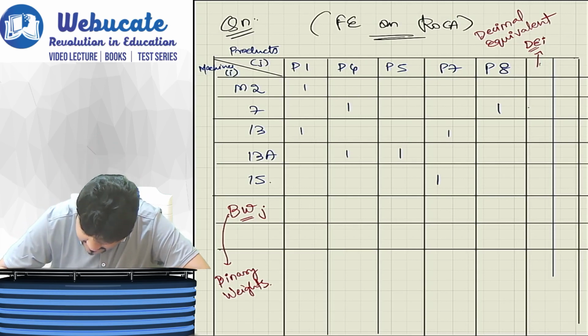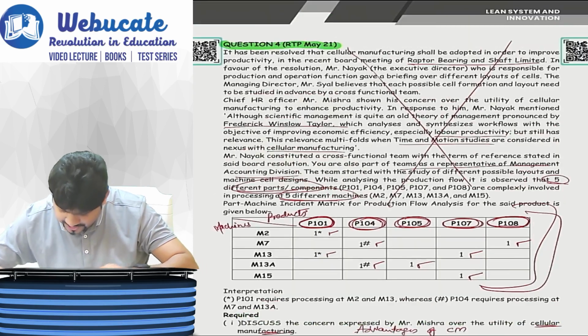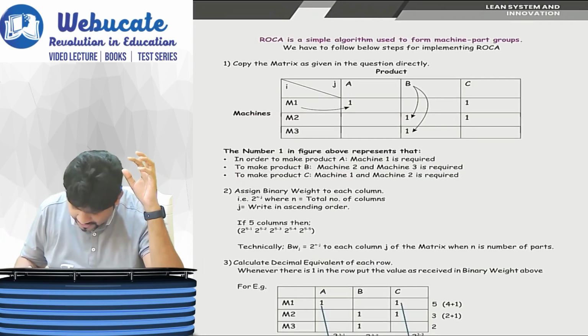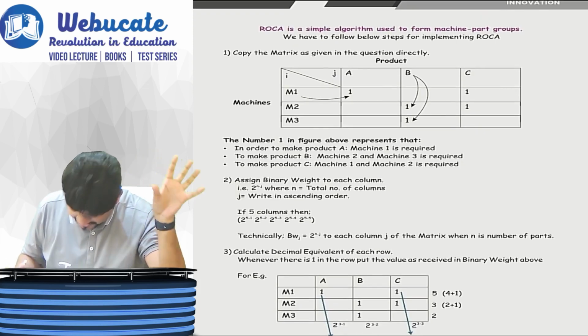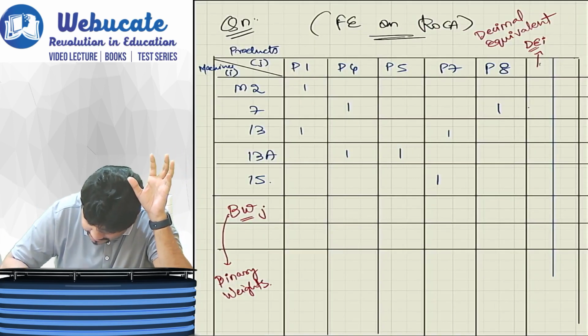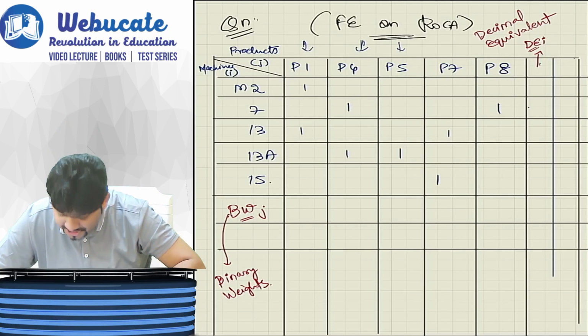How do you calculate this? I have given the formula also, but I'm sure you will not understand even a single word from that. Still, I'll at least show you how it works. See here. Assign a binary weight to each column. We are focusing on the column, so binary weights are assigned to the columns initially.